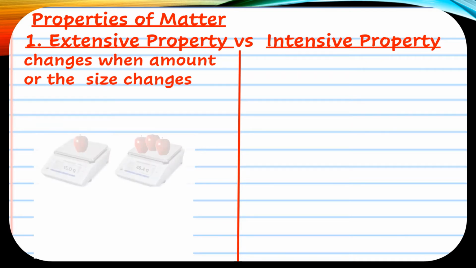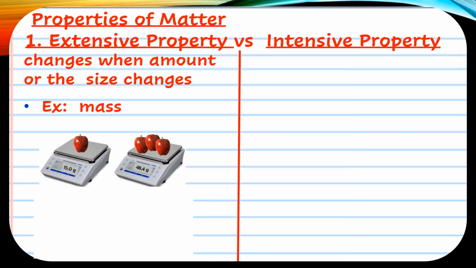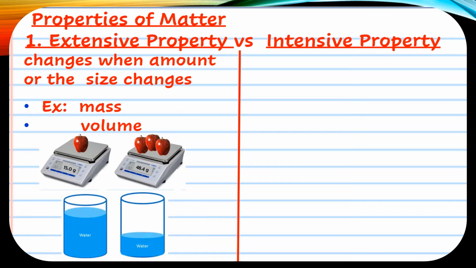Things that would be different would be mass. We can see here if you have more apples, they're going to weigh more than if you have a smaller sample of apples. Another example of an extensive property could be volume. A large amount of water is going to have a bigger volume than a smaller amount of water. Mass and volume depend on the size of the sample.